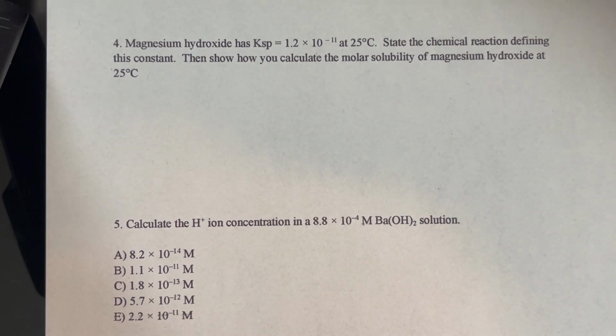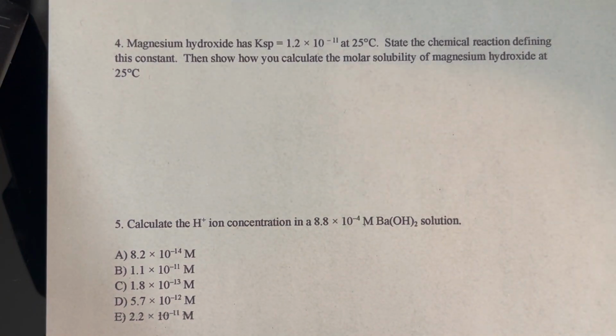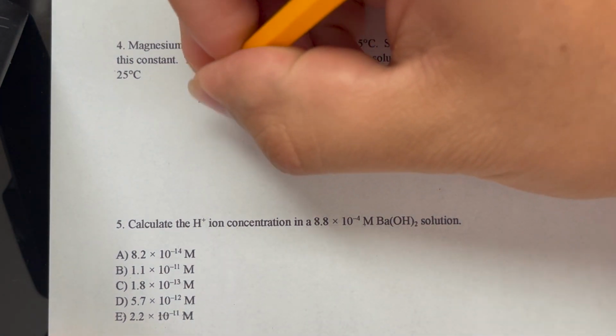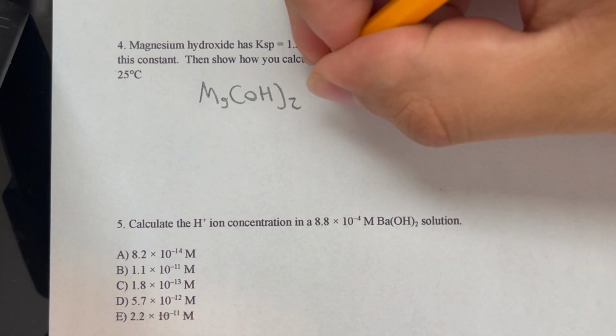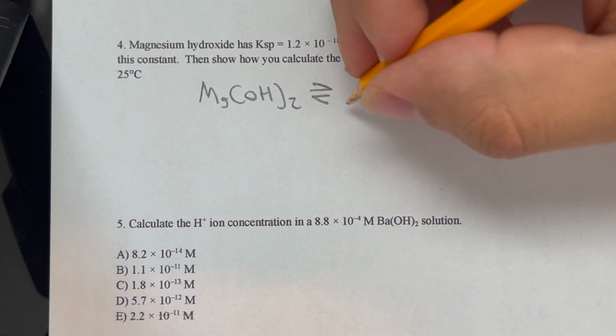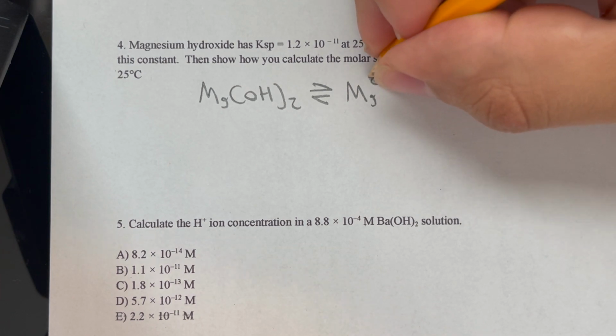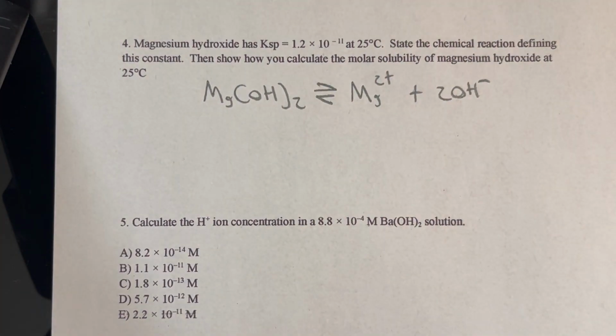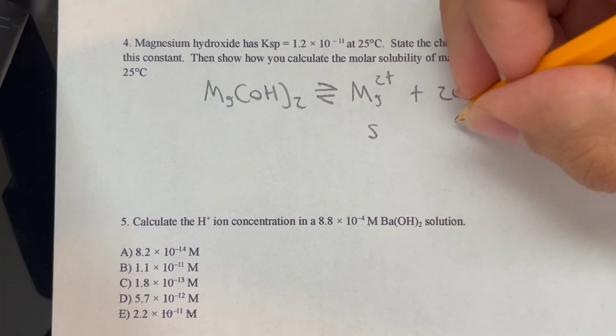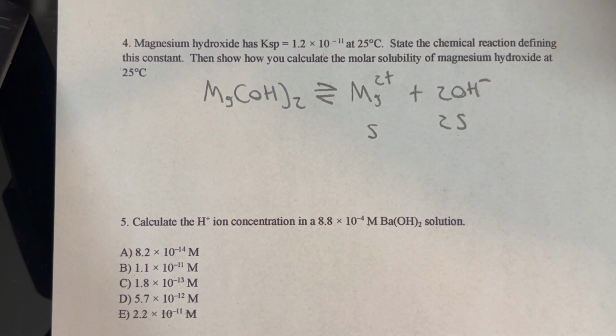For example, 4 is like the first one we did, right? So I'll go through it a lot quicker. Again, we want to set up our reaction. Magnesium hydroxide is insoluble. Then we have S and 2S. Now, we want the molar solubility for this whole thing, so we'll just solve for S, again, using a KSP expression.